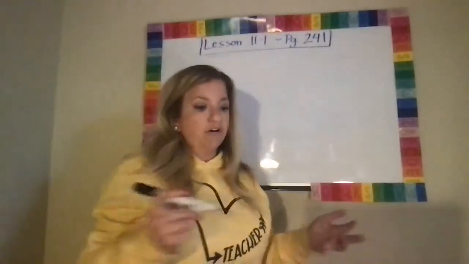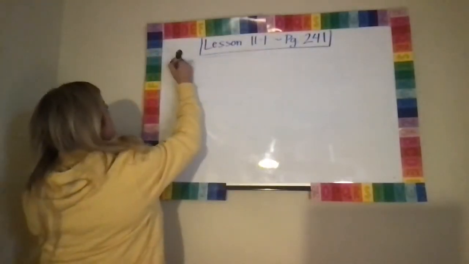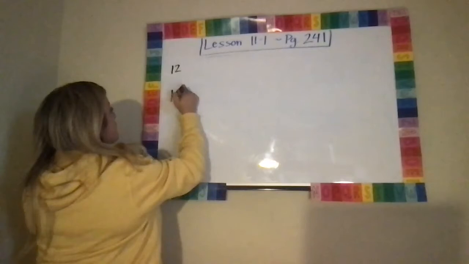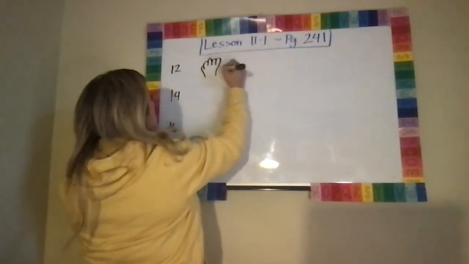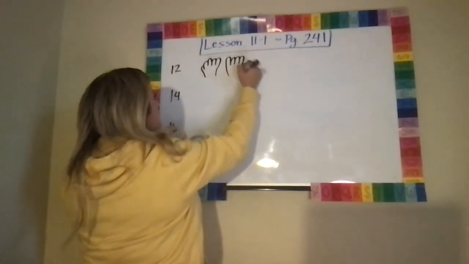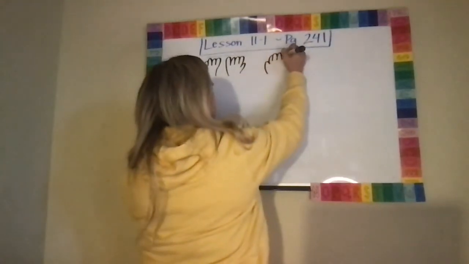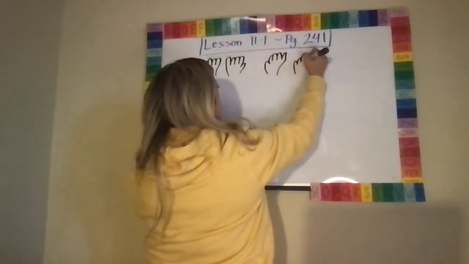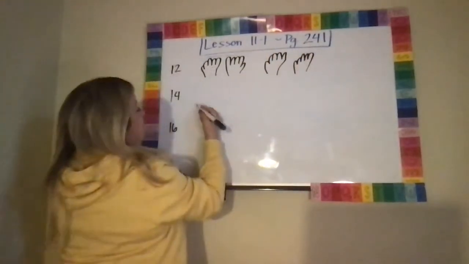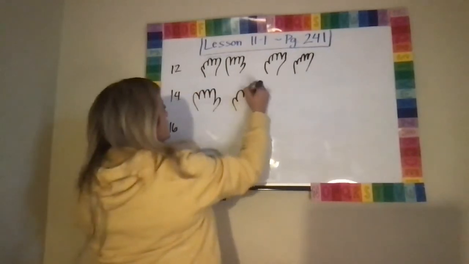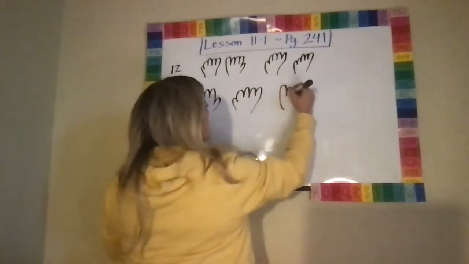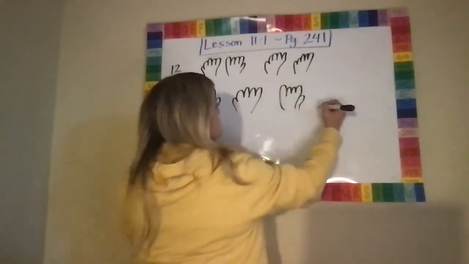The next page, we're going to go back to circling fingers. So it says show 12, show 14, show 16. So 12, 14, 16. Make sure I have all the correct numbers of fingers. There's my thumb.